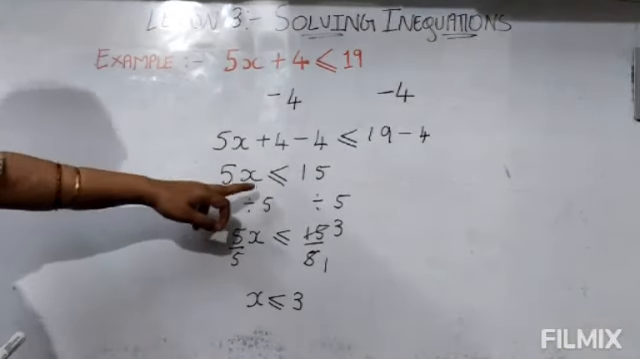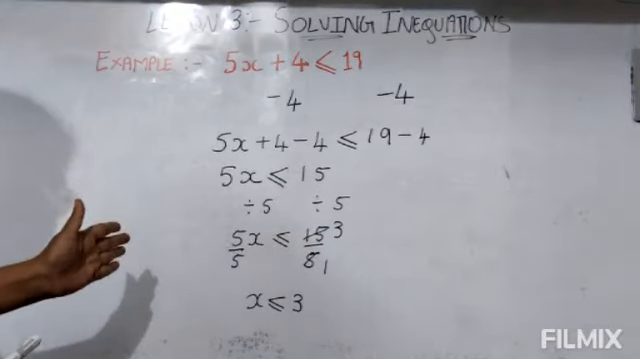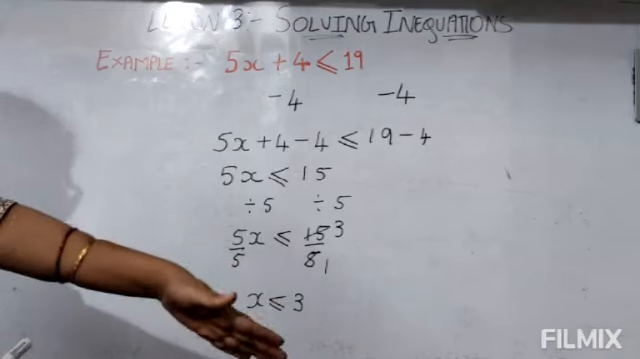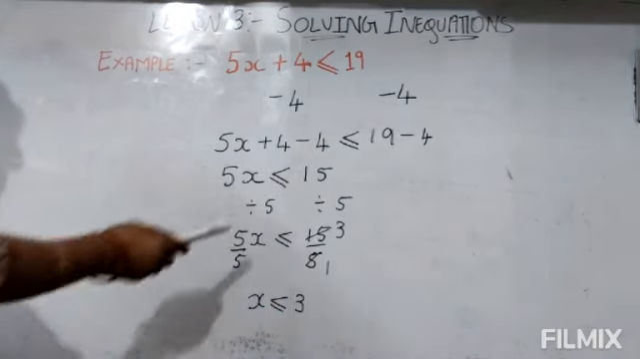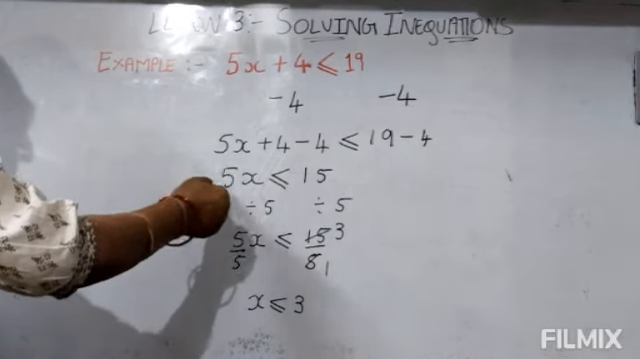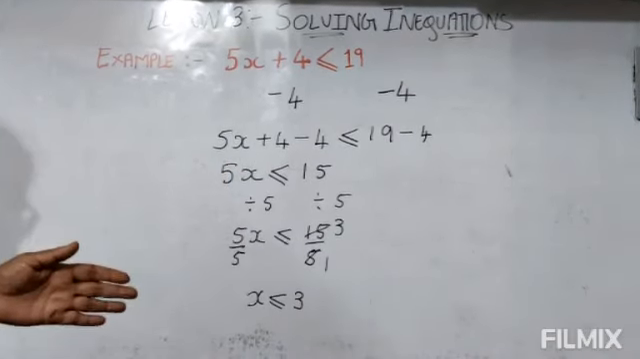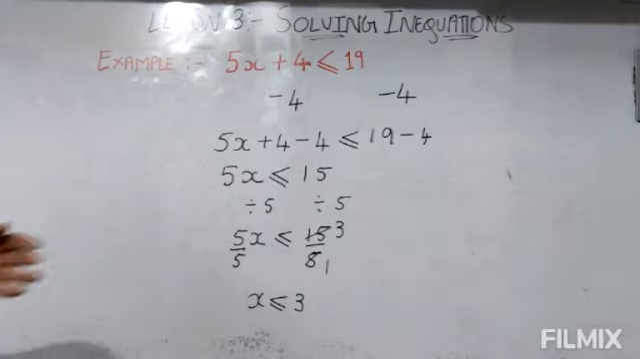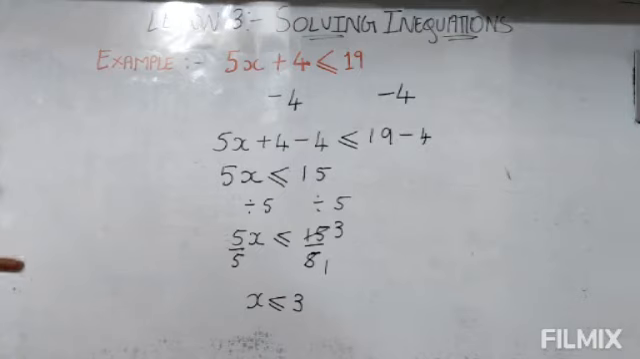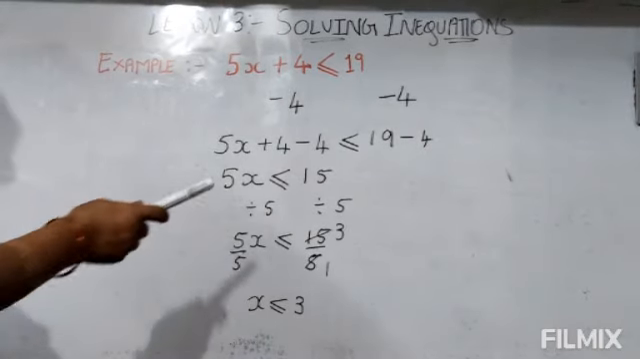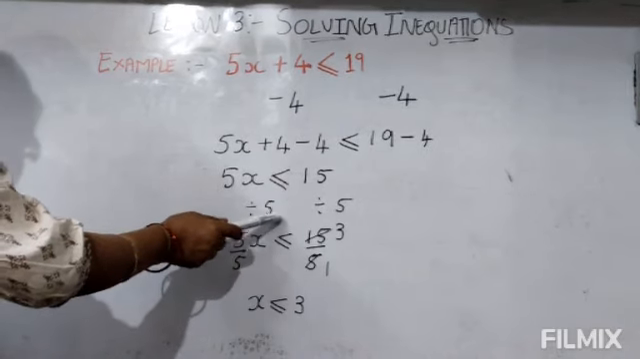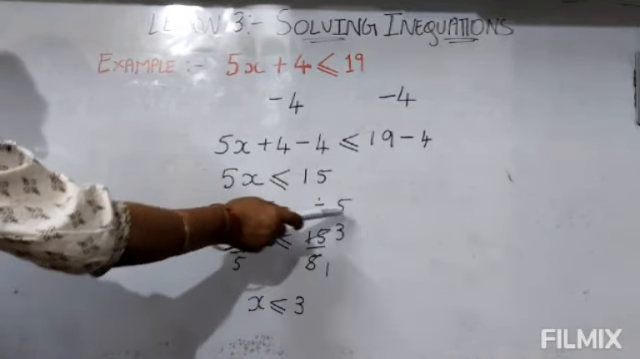Here, as I told you once again, the variable or unknowns should be on the left hand side and the constant should be on the right hand side. Here it is multiplication. What you have to do if it is multiplication is divide. So divide by 5 on both sides. You should keep that in mind. If multiplication is there, you should divide both sides by a common number.